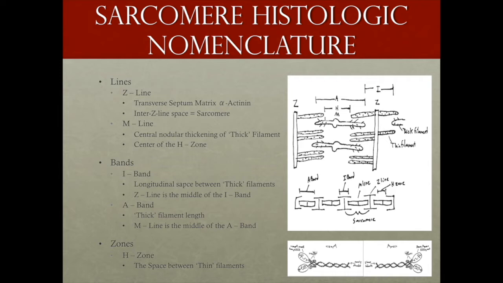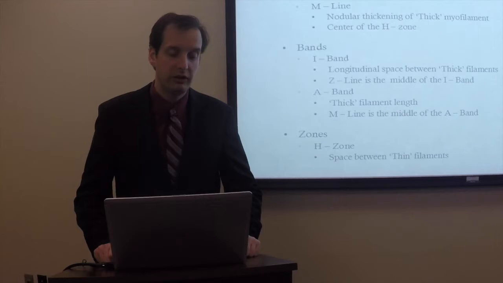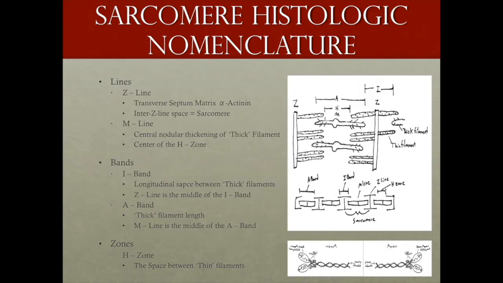You have 2 lines. You have a Z line and an M line. Your Z line is the transverse septum matrix, and it is made of alpha actinin. So it is made out of the same material as the thin filaments, and the thin filaments are connected to this landmark. The Z-line to Z-line space, or the inter-Z-line space, denotes the boundaries of the sarcomere and describes it as a functional unit.